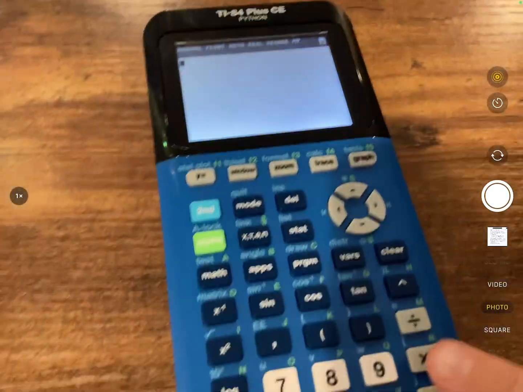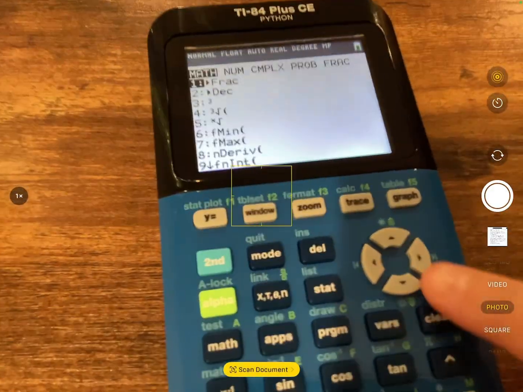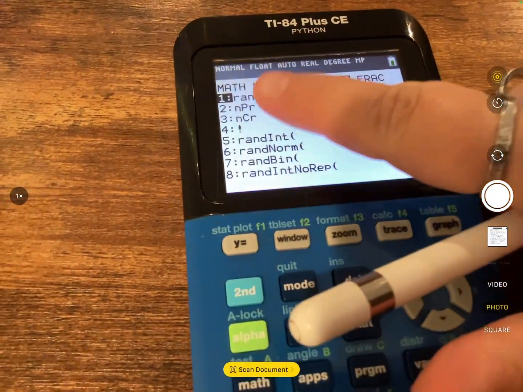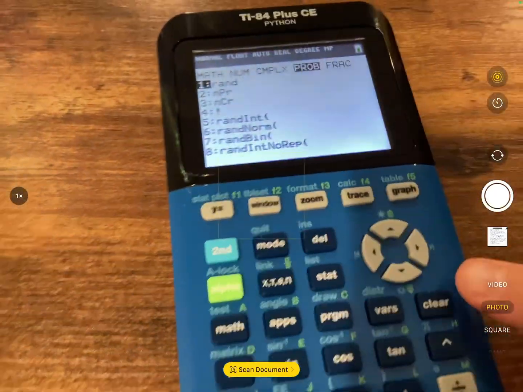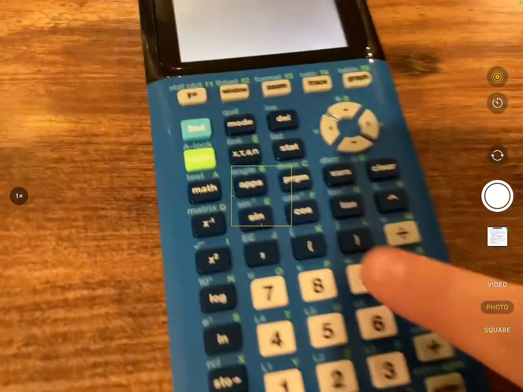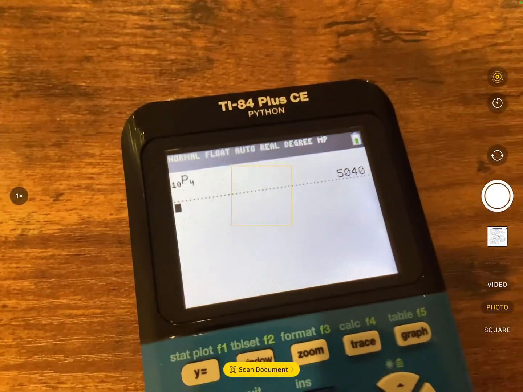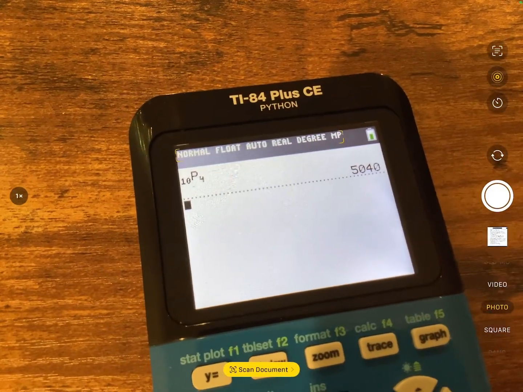So you're going to go to math, which is under alpha. You're going to go over to prob. And you can do permutations, combinations, you can do factorial, any of that you need. So I'm going to do the permutation, push enter, and I'm going to do 10 permutation and slide over to do 4. And it's going to calculate it for me, so I don't have to use the formula. So that's 5040.